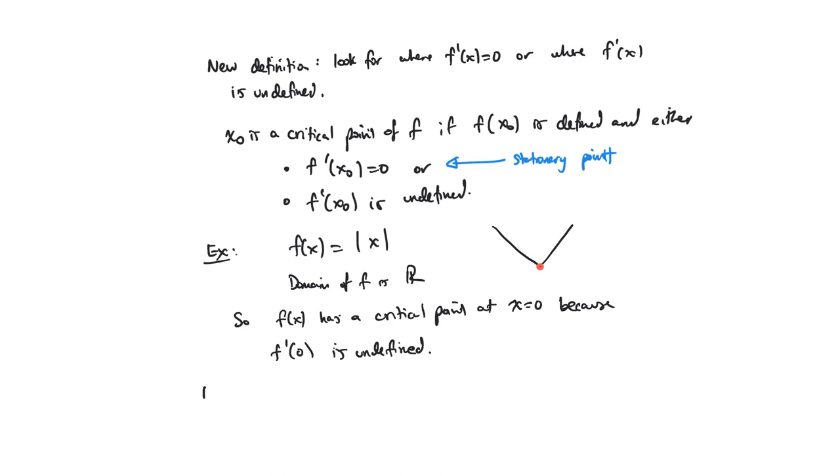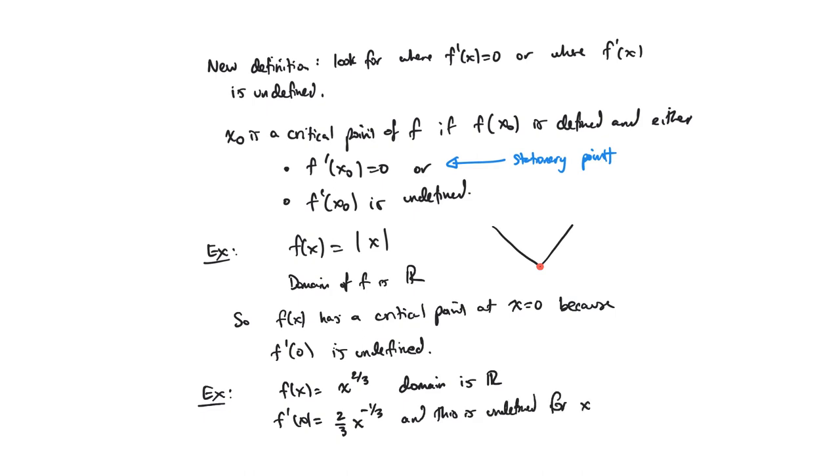Another example of where this sort of thing happens is when you have exponents. For example, if I take f of x equals x to the 2/3, the domain of this function is also all real numbers. However, the derivative is 2/3 x to the minus 1/3, and this is undefined for x equals 0. So even though the original function was defined at x equals 0, its derivative is not defined at x equals 0. So that would make 0 a critical point of this function.